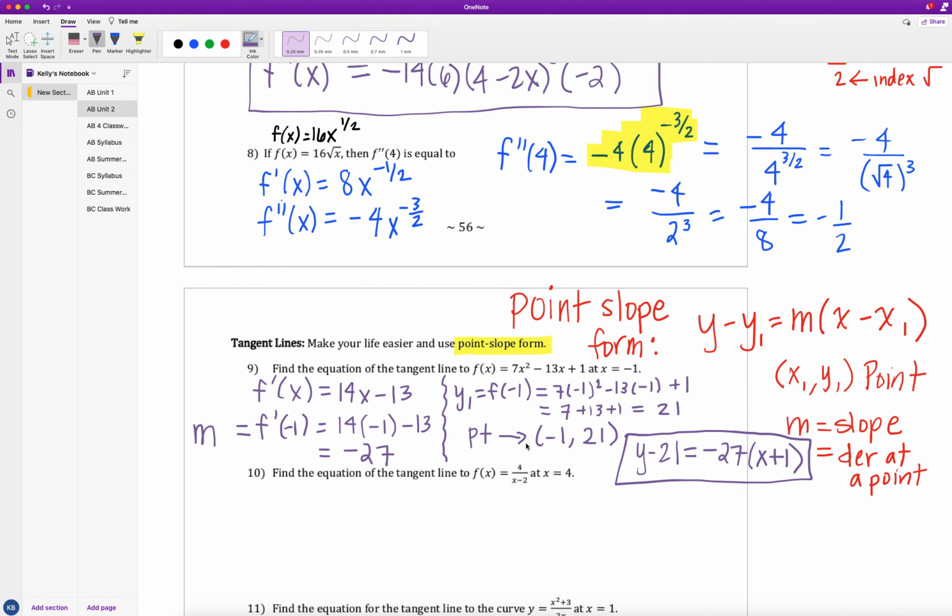Okay, let's look at example 10. So it says to find the equation of the tangent line to f of x, which equals 4 over x minus 2 at x equals 4.